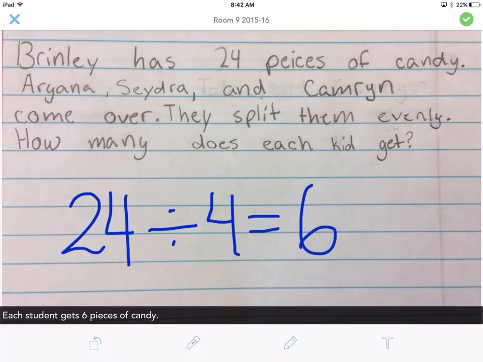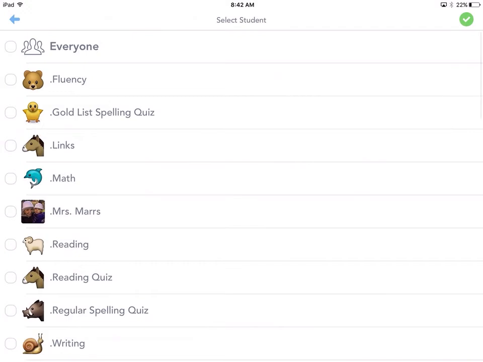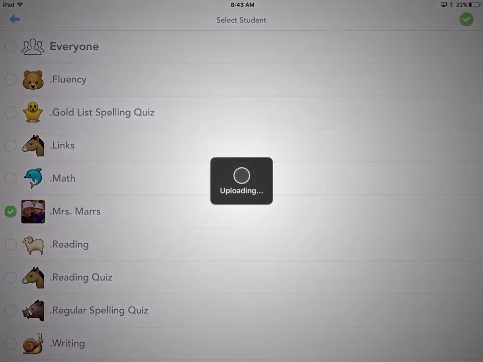There we go. So now it shows up along the bottom, and they have their problem and their answer, and they can click the check mark. Now it allows them to put it into their own journal. So yes, it was Cameron's question, but I'm the one who answered it. So I'm going to put it into my own journal, and it's going to upload, and that's it.